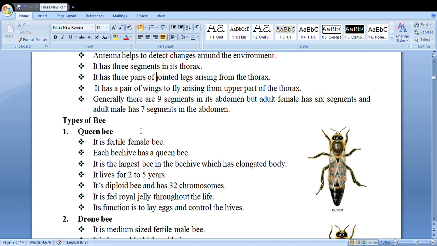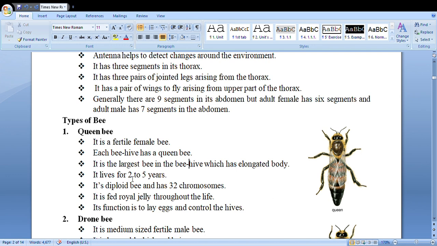Types of bees. There are basically 3 types of bees in the beehive. The first one is the queen bee. It is a fertile female bee. Each beehive has a queen bee. One hive has one queen bee. It is the largest bee in the beehive, which has an elongated, long body.